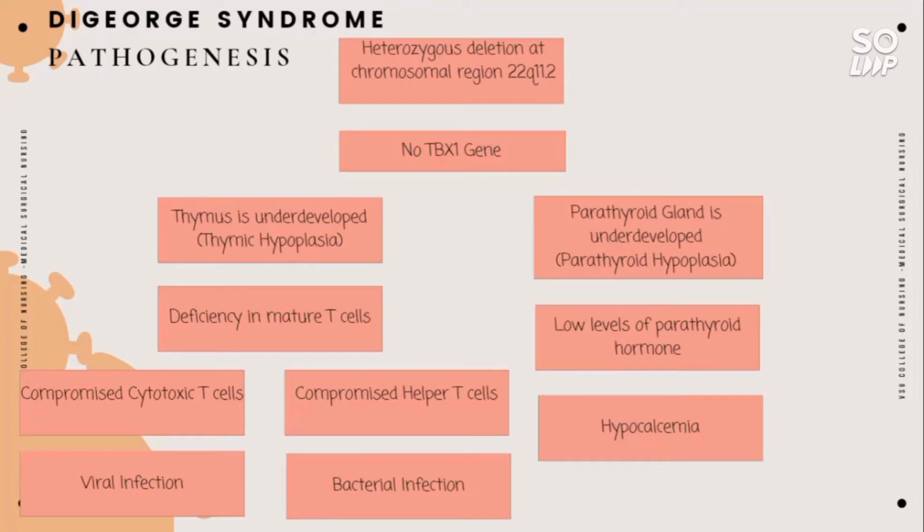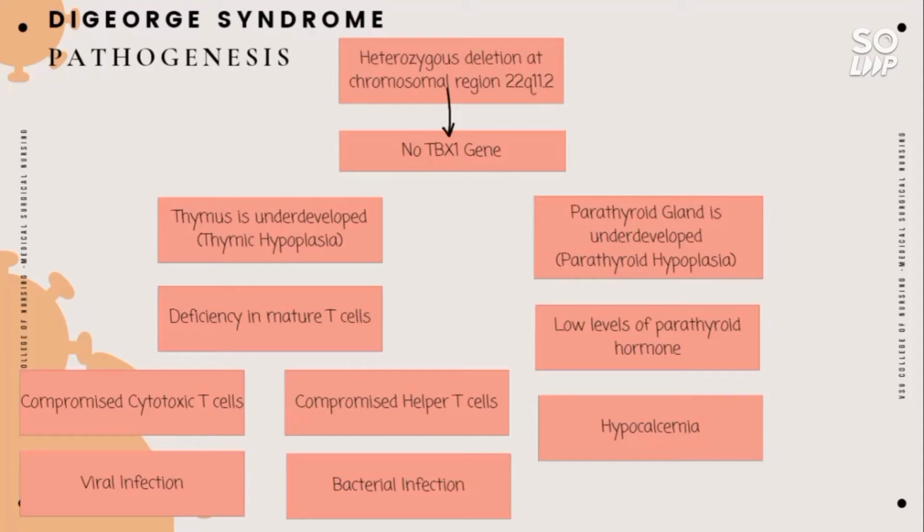DiGeorge syndrome is typically due to a deletion of chromosome 22q11.2. There are at least 30 genes that are affected, and one of the most important of them is the TBX1 gene. TBX1 gene is an important transcription factor which is present in the third and fourth pharyngeal pouches. And also, it is enriched in facial structures, heart, thyroid, parathyroid, and thymus. And they are also present while these tissues are developing. DiGeorge syndrome happens when there is a heterozygous deletion at chromosomal region 22q11.2 and no TBX1 gene.